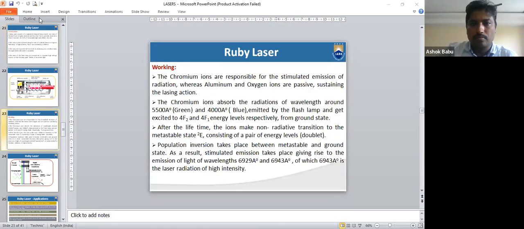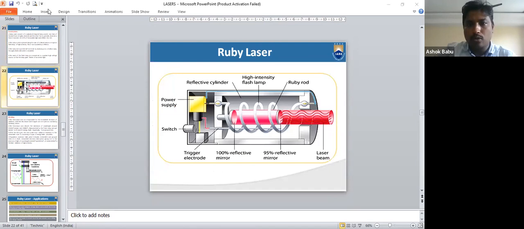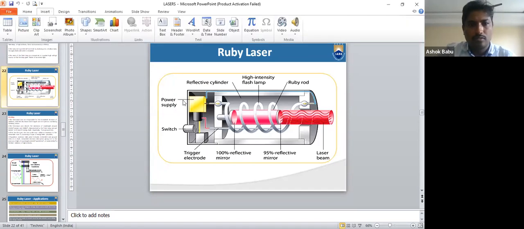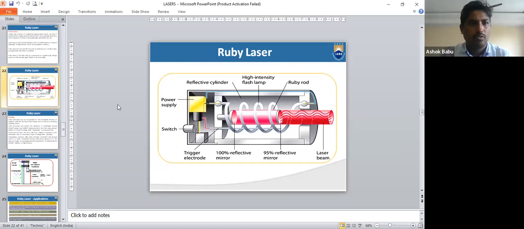And this is the diagram for the ruby crystal. So coming to the working, the chromium ions are responsible for the stimulated emission of radiation. Coming to the energy level diagram, how it will be.